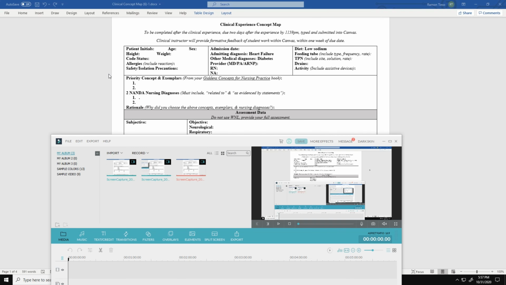Okay, so when we get down here to this section here, priority concept and exemplars, you can look in your Giddens concepts book and pick a couple of them out, a couple of concepts and then some exemplars that would be examples of something within that concept. And it has to be specific to this patient, of course. So in this patient here, well, I've already made up that we got a patient up here with heart failure, right? So you got your Giddens book, concepts for nursing practice.